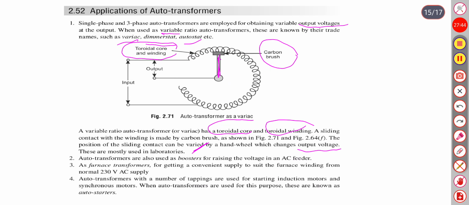Autotransformers are also used as boosters for raising the voltage in AC feeders. A furnace transformer is used for getting a convenient supply to suit the furnace winding from the normal 230 volt AC supply. Autotransformers with a number of tappings are used for starting induction motors and synchronous motors. When autotransformers are used for this purpose, they are known as auto starters.